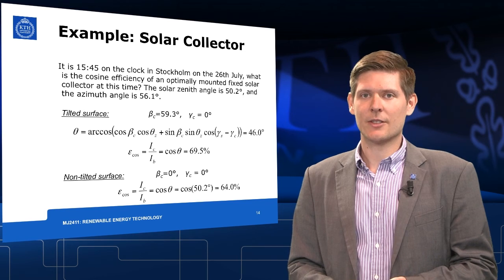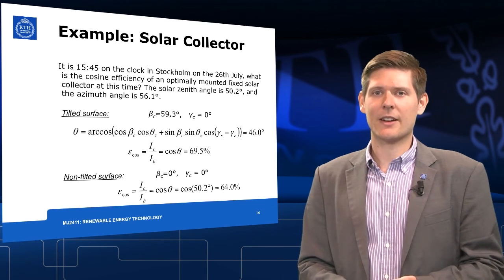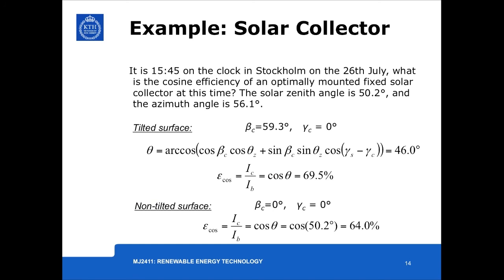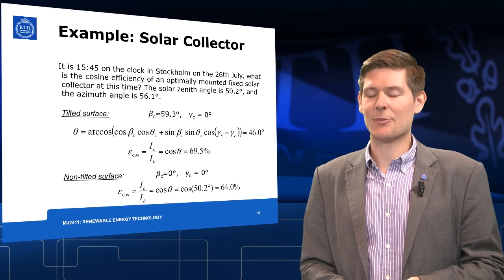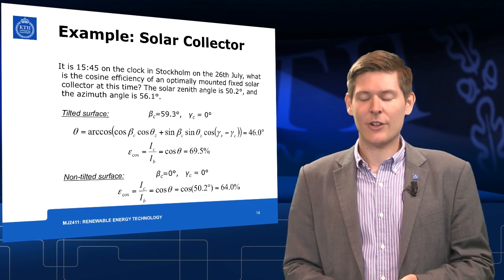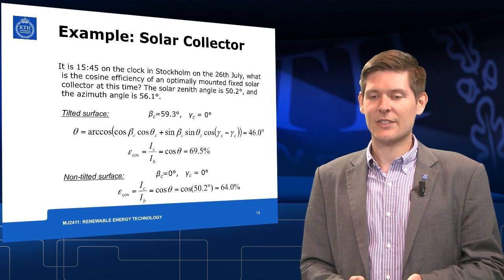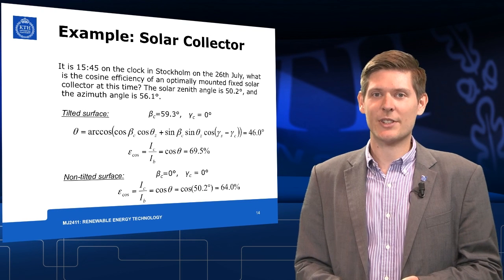For a tilted surface, which has a slope angle of 59.3 degrees, which equals the latitude, and an azimuth angle of 0 degrees, we can use the equation which I've shown before for the incidence angle and calculate it to be about 46 degrees. Using the incidence angle, we can easily calculate the cosine effectiveness to be about 69.5%. For a non-tilted surface, so a surface which lies horizontally on the ground, the cosine effectiveness is a bit lower, it's only 64%.